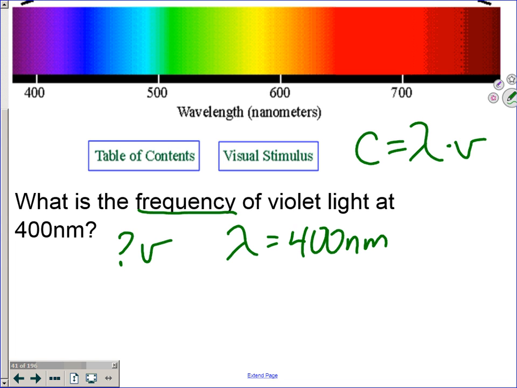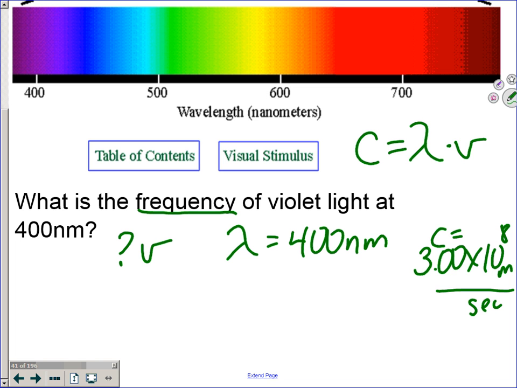And you also already know C. What was C again? You wrote this down: 3.00 times 10 to the 8 meters per second. So this isn't necessarily dimensional analysis. This isn't a conversion. This is algebra. This is simply algebra. But you have to show your units in chemistry. We are not in math class. You've got to show these.